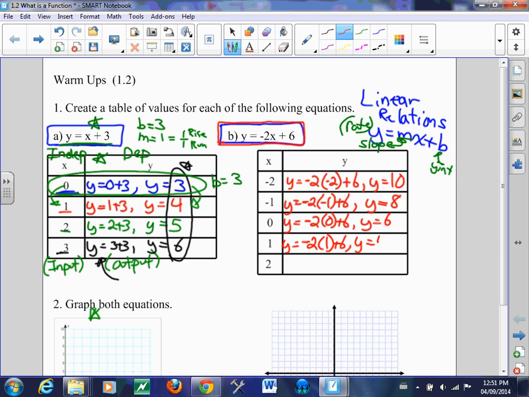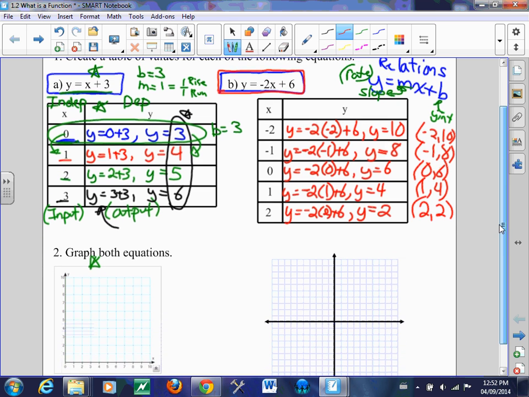Y will equal 4. And for the last one, -2 times 2 plus 6, y is going to equal 2. Just remember, folks, that these are going to create your ordered pairs, which would be, if you're plotting it, -2 and 10, -1 and 8, 0 and 6, 1 and 4, and 2 and 2, just if you're forgetting what a table represents. Okay? So now we're going to learn how to graph these.